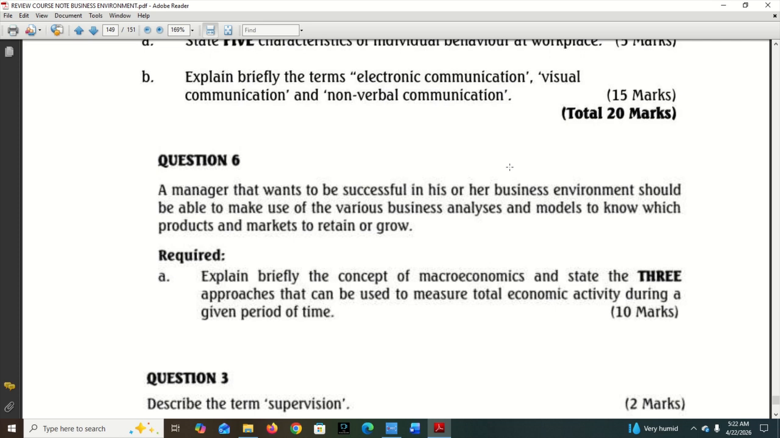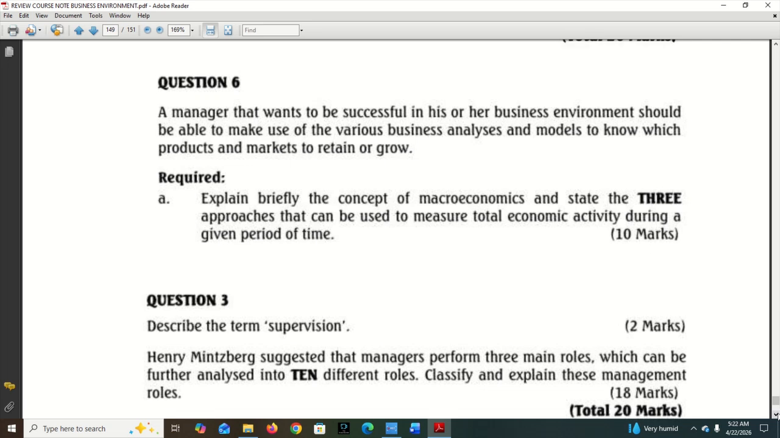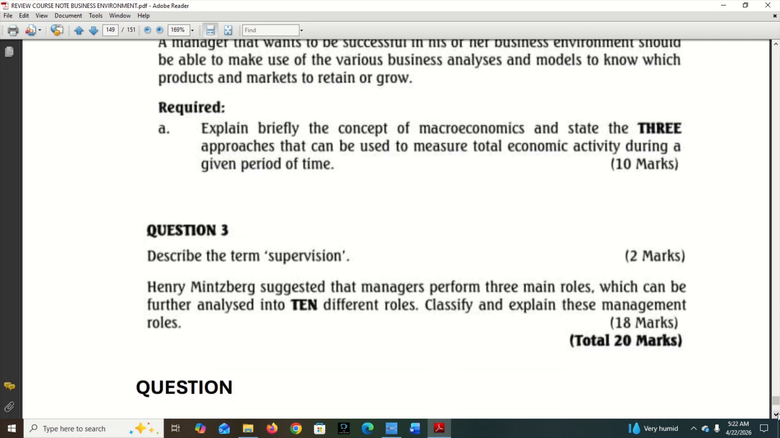Let's look at more past questions and how to approach them. Now, look at this one. Define the term supervision. I've explained that, so I'm not going to go back. Please define the term supervision, 2 marks. This kind of question, you are not supposed to spend hours giving a long story. Just say supervision is, in 2 or 3 lines, precise, and get your marks.